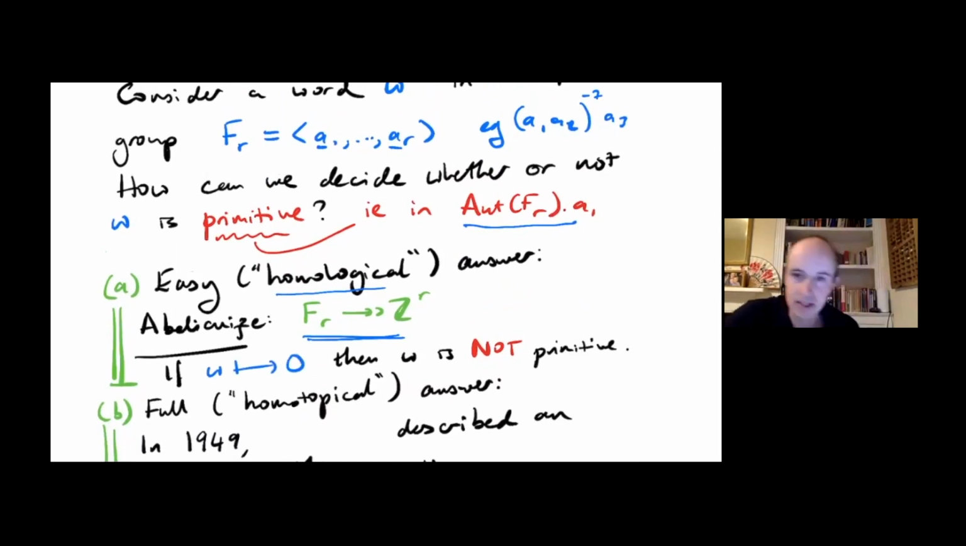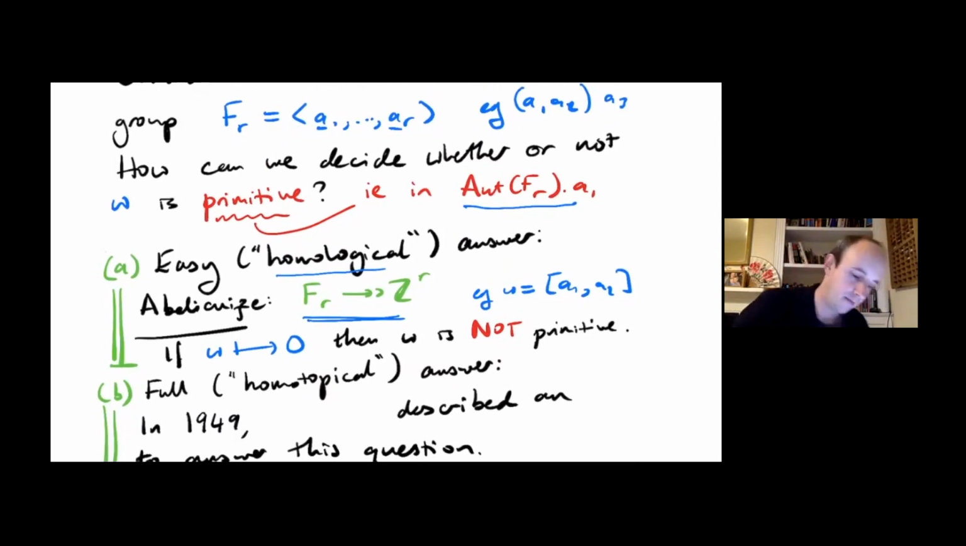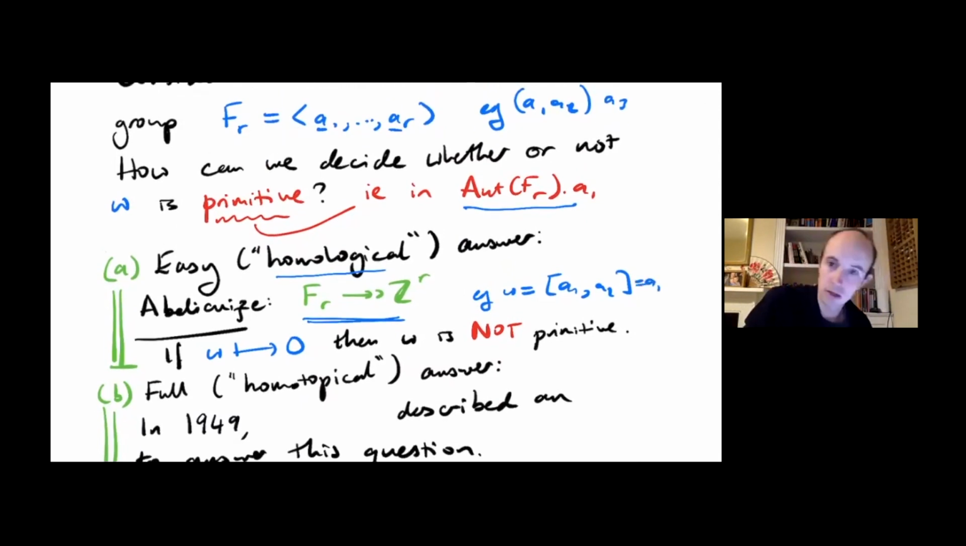And if it turns out that W goes to 0 under that map, then that definitely tells us that W is not a primitive element. For example, if W is a commutator, so by that I mean A1, A2, A1 inverse, A2 inverse, then that would mean that W is not primitive, because a primitive element has to go to a basis element of my abelianization.